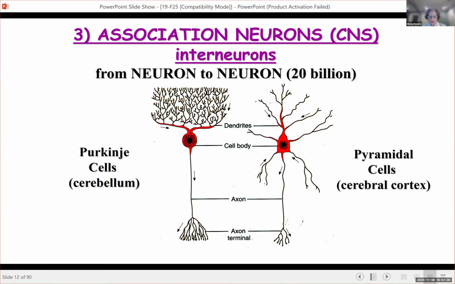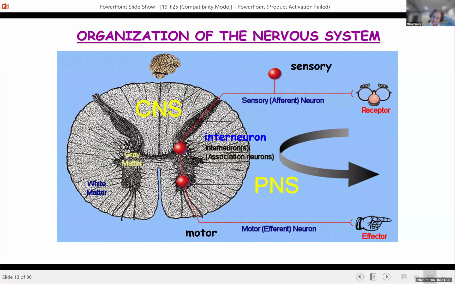Okay, so here's the organization of the nervous system. So you have the receptors, sensory afferent, the cell body, then going in the gray matter of the spinal cord. Remember this cross-section of the spinal cord? The gray matter contains the cell bodies, the white matter contains the myelinated processes. Here you have the interneuron, and now the communication is between a sensory neuron and the motor neuron. Here is the interneuron. So then the electrical signal goes out to the effectors.